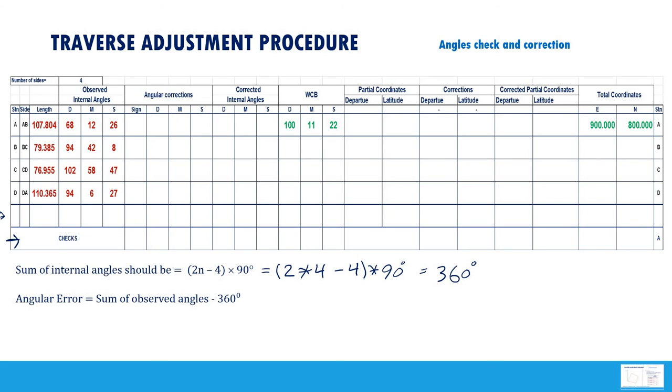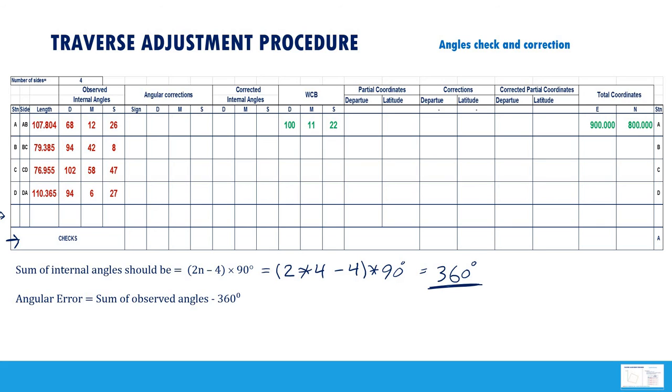So in theory the summation of these 4 angles should be 360. This is easy. However, if you are working on a 5-sided traverse, n would be 5. If you work on 6 sides of the traverse, it would be 6, and so on. But in this case we are working on a 4-sided traverse, so now we are going to find the actual summation of our observed angles, the angles that we measured using the total station.